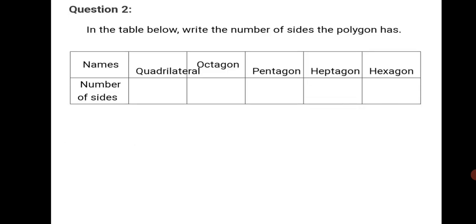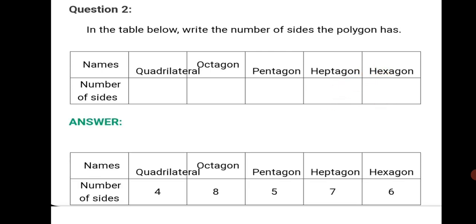Question 2. In the table below, write the number of sides the polygon has. Now the names of the polygons have been given at the top. You have to write below it the number of sides. So a quadrilateral has got 4 sides. Octagon 8. Pentagon 5. Heptagon has got 7 and hexagon 6.